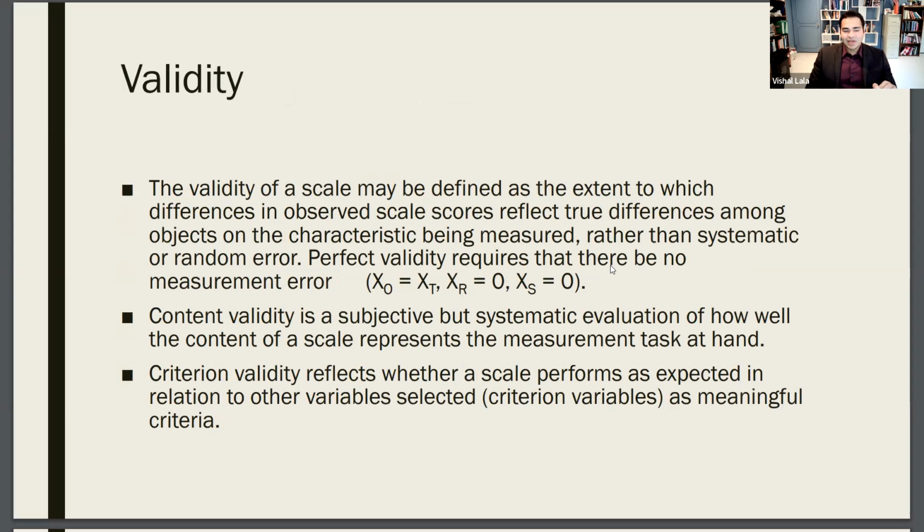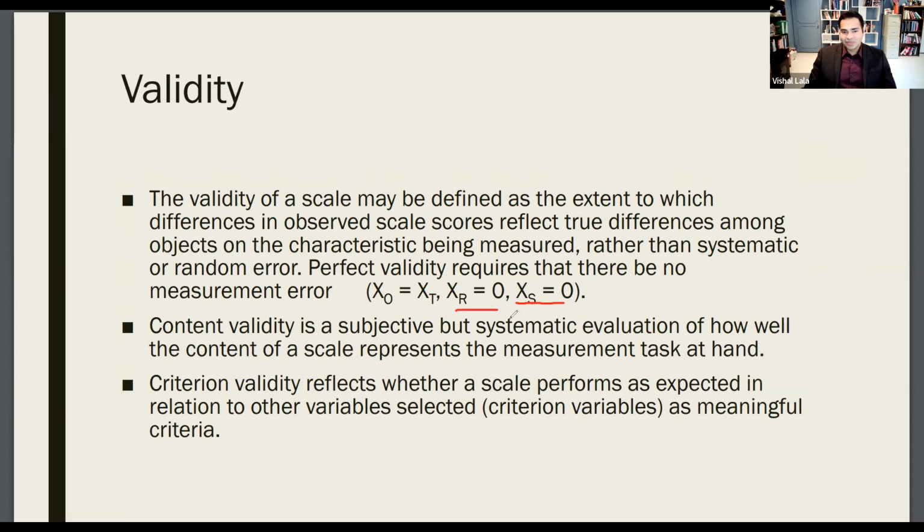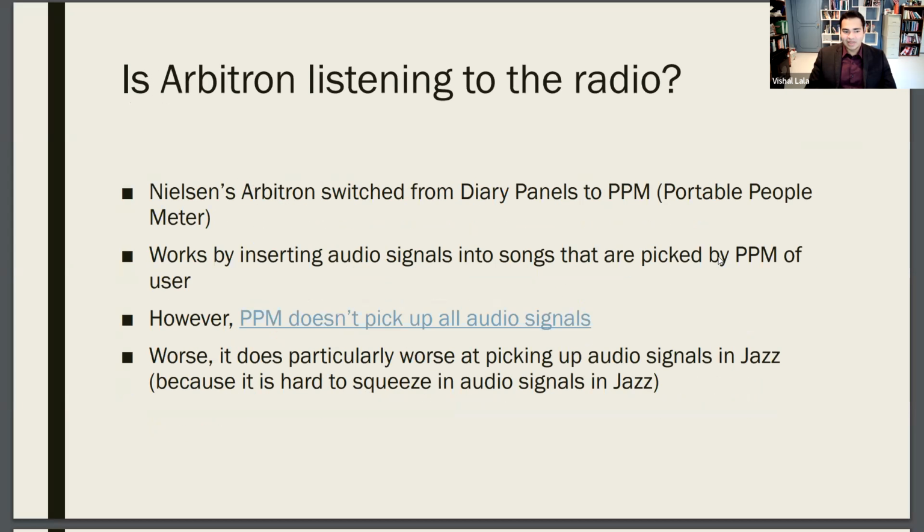So let's see what validity is. A scale is valid when not just XR is 0, but even XS is 0. And therefore, as you can see, for a scale to be valid, it must not only have no systematic error, but also not have any random error in it. In other words, reliability is a requirement for validity, formally stated.